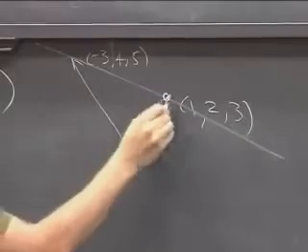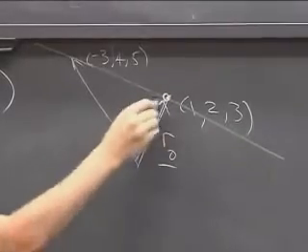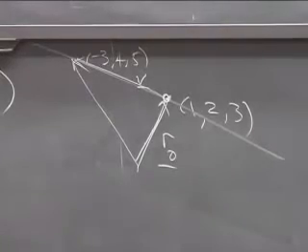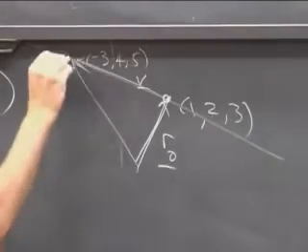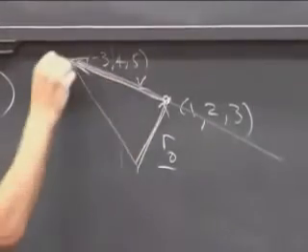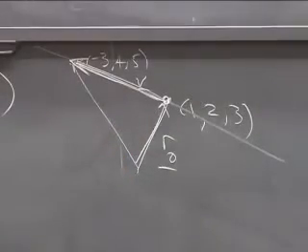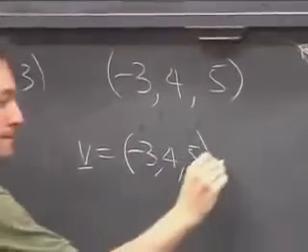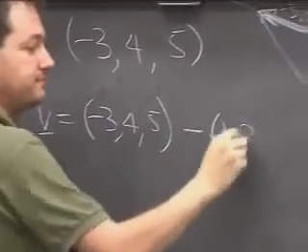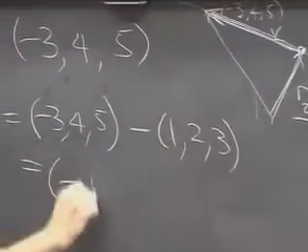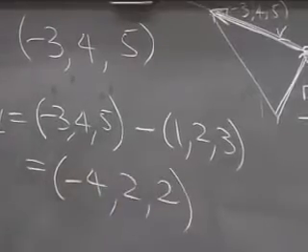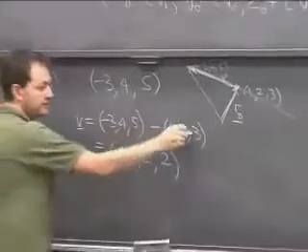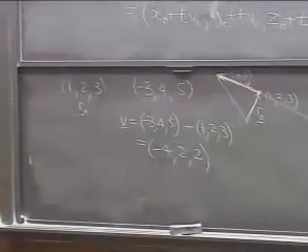So if this is our R0, this vector here, then our V had better be here, or somewhere along the line. But the V is going to be the difference between the last point and the first point. So I'm going to let v be equal to (-3, 4, 5) minus (1, 2, 3), which is (-4, 2, 2). You just subtract the components. Minus 3 minus 1 is negative 4. 4 minus 2 is 2. 5 minus 3 is also 2. So this is our v.